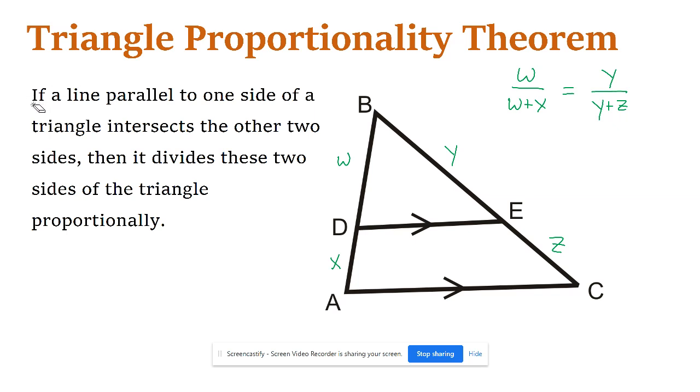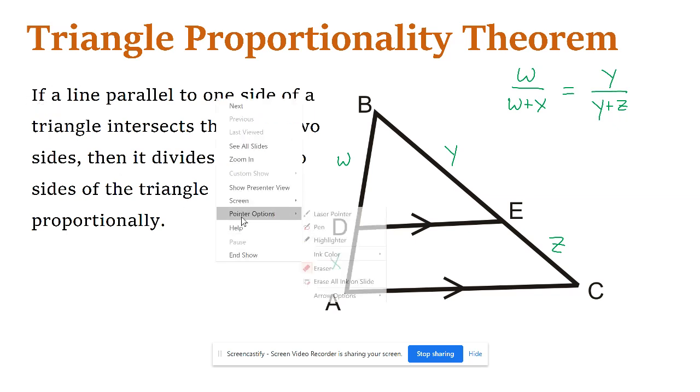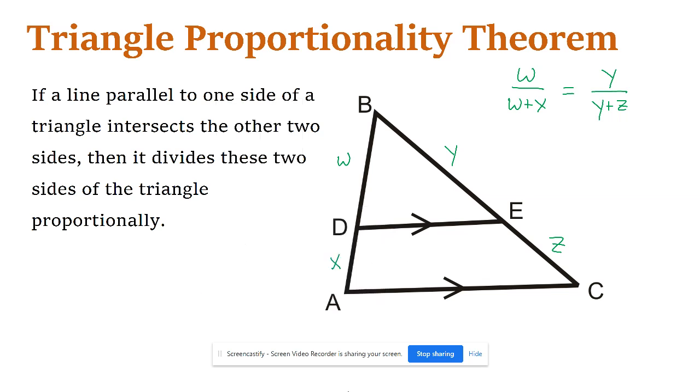So if you look at how this starts, it says if a line parallel to one side of a triangle. So that's the first thing we need, a parallel line or line segment. On this diagram, it's talking about DE. That is parallel to a side of the triangle. It's parallel to AC. If that intersects the other two sides, so it hits at D and at E, it hits both sides, it divides the sides proportionally.